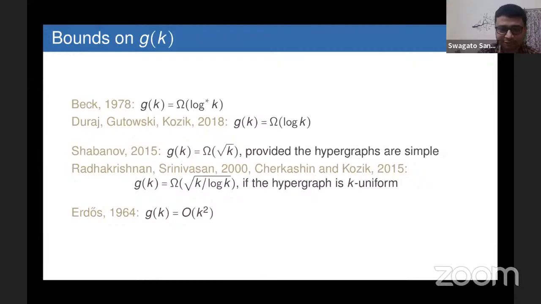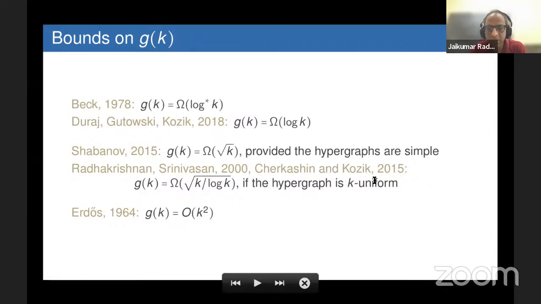So for which graphs did you say that g(k) grows exponentially? K-uniform and simple. And simple. Okay. Thanks.